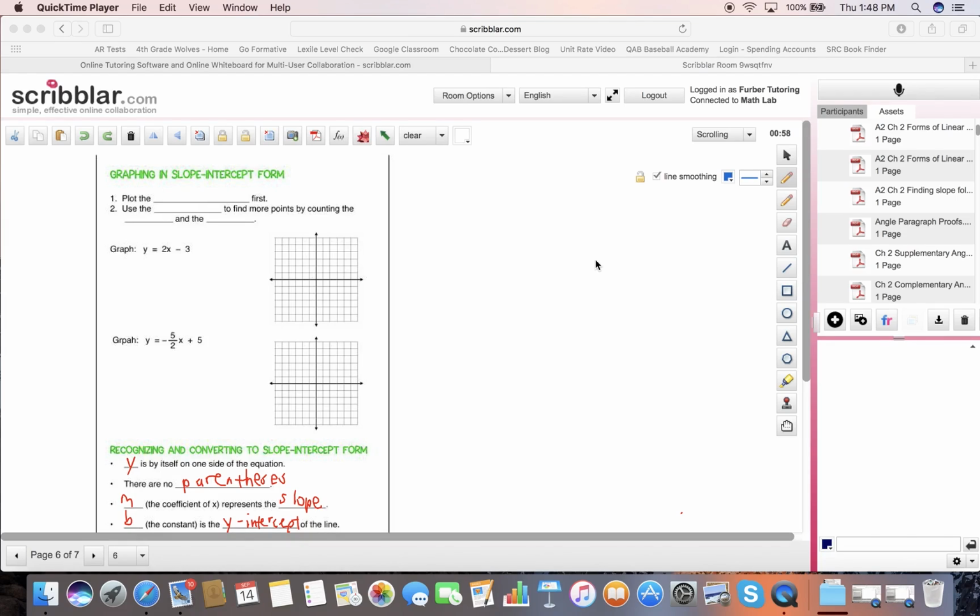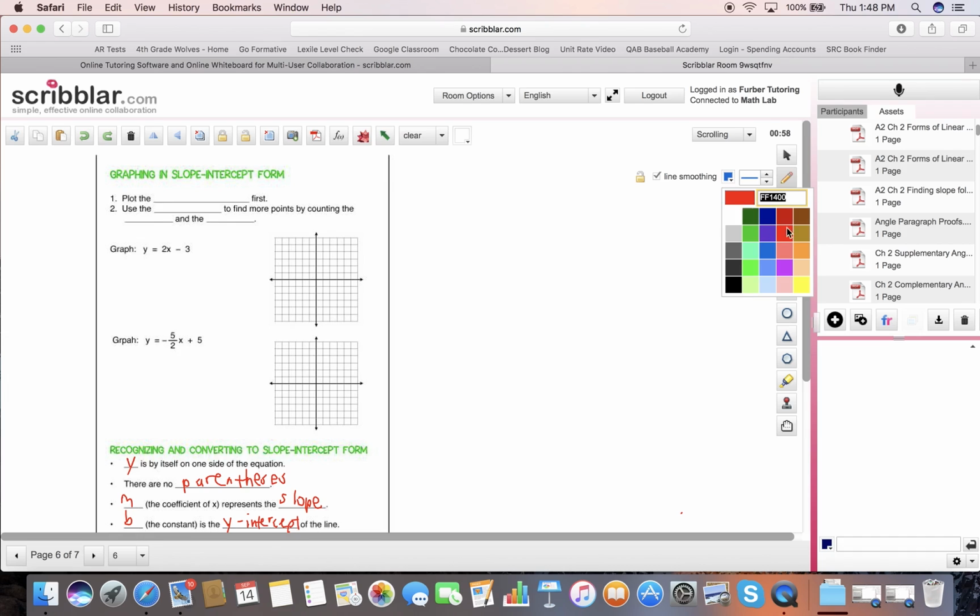So the last thing we're going to talk about with slope-intercept form is how we use it to graph. It is very easy to graph using slope-intercept form. That's why it's the most preferred way of graphing. So in order to graph in slope-intercept form, we're going to use the two things we know from the equation.